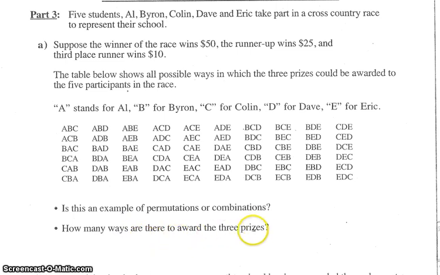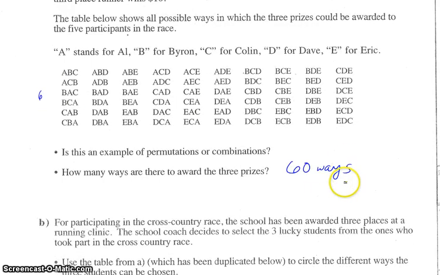How many ways are there to award 3 prizes? If you count up all of these, you know there's a fast way to do that, right? We have 1, 2, 3, 4, 5, 6 going this way, and 1, 2, 3, 4, 5, 6, 7, 8, 9, 10 going across. So 6 times 10 is going to be 60. So 60 ways to win those 3 prizes.